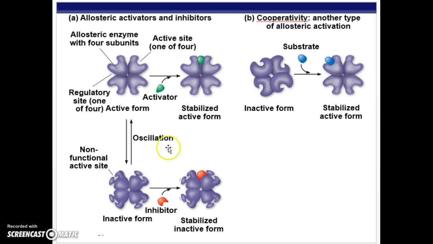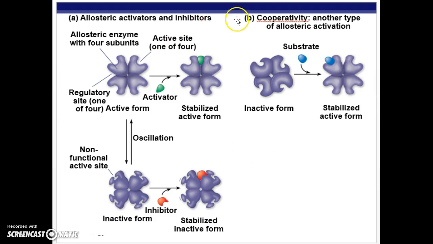In contrast, we can have allosteric inhibitors. And in this case, the allosteric molecule, again, is not binding to an active site. It's actually binding to an allosteric site, so a different site. And when it does that, it makes the enzyme go into its inactive form. So in this case, this enzyme has been inactivated or deactivated so that it can no longer function.